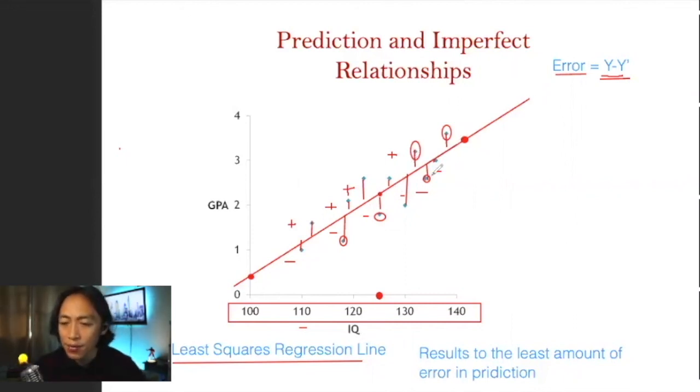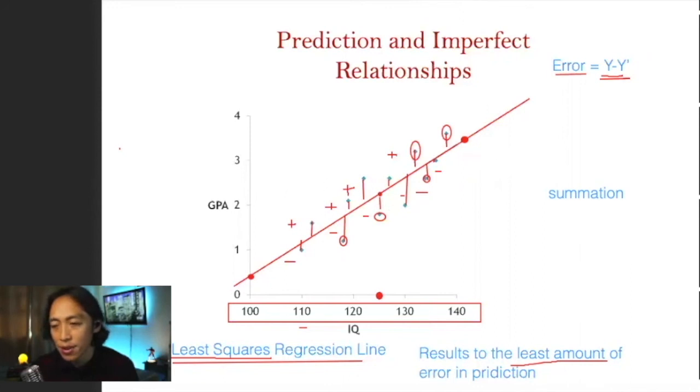Now, how do we know that this is really the least squares regression line? Again, the definition says it is the least squares regression line if the amount of error that we're seeing here is the least. And getting an overall measure of the amount of error is a simple case of summation. So you simply add all of the errors. But we have a problem here. What happens when we add all of these errors? Some of the errors being negative, some of the errors being positive.